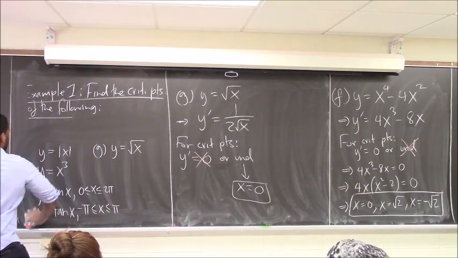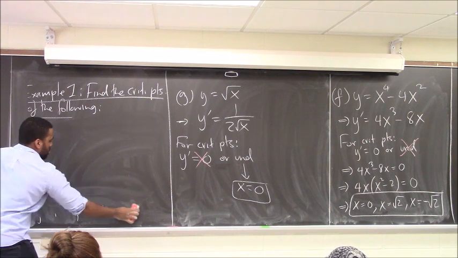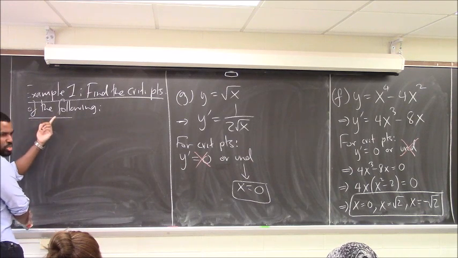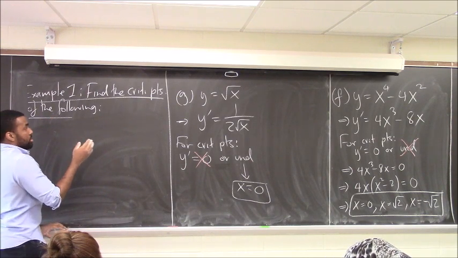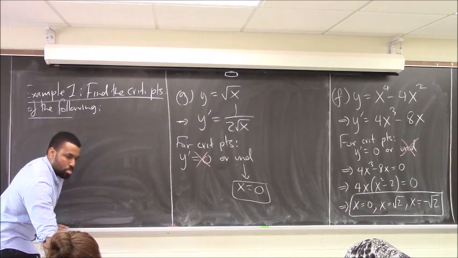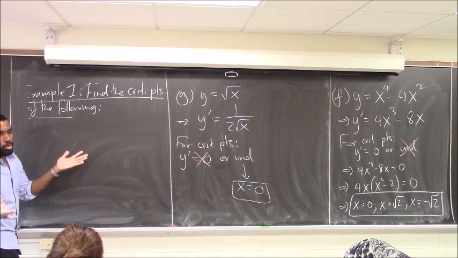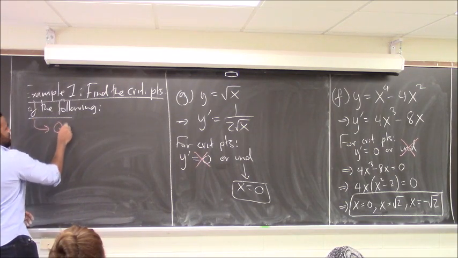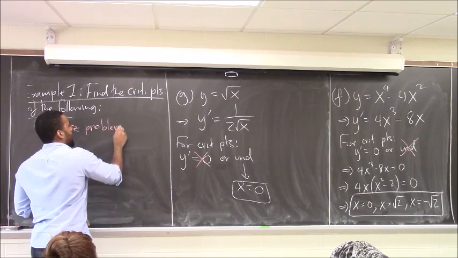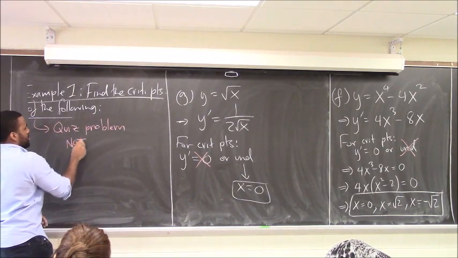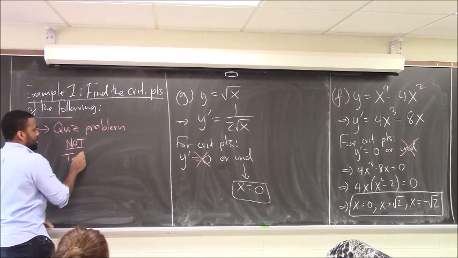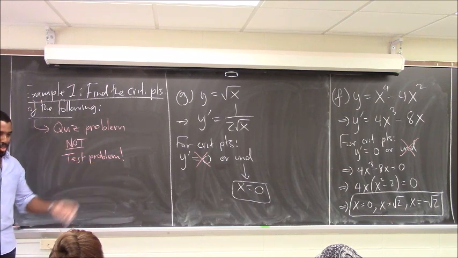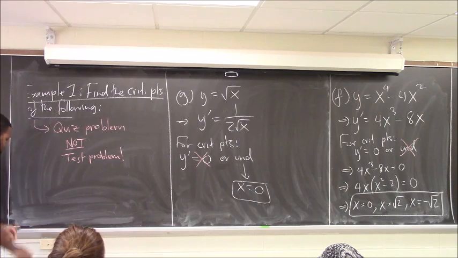Now that being said, by the time the next test comes around, you probably won't see a problem just asking you to find critical points. Finding critical points will usually be just one step in a multi-step problem, right? So the goal is never just going to be, oh, find the critical points and done. So this might be a problem that will show up on the next quiz, but it's not going to show up on any test. I just might want to know that you can find critical points, but in and of itself, it's not going to be a test problem. By the time you get to test 2, you're going to be so beyond critical points, it's going to be like, this is just something you do in passing. Okay?